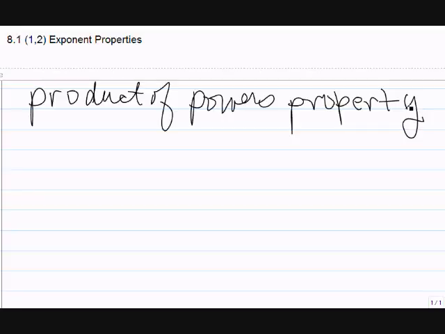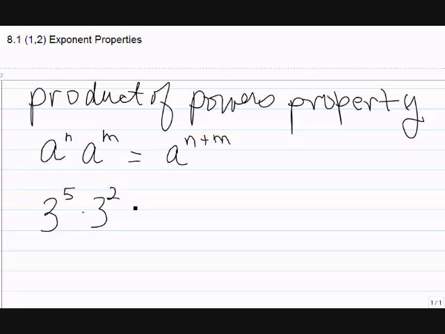Okay, so the product of powers property would be if you have some number to a power times some number to a power, that is the same thing as that number to the sum of the powers. So for example, if I have 3 to the 5th power times 3 to the 2nd power, my property says that should be 3 to the 7th power.